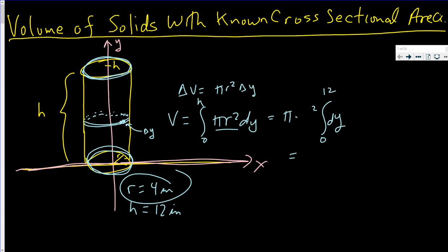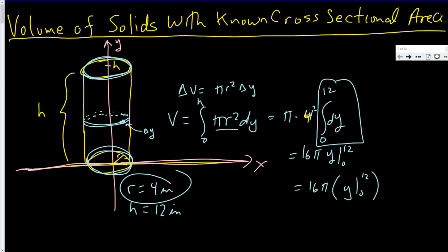So 4 squared is 16 times pi is going to be 16 pi, and times this integral. The integral of dy is just y, which goes from 0 to 12. So you have 16 pi times y from 0 to 12. You plug in 12 for y, you get 12. You plug in 0, you get 0. So it's going to be whatever 16 times 12 times pi is.